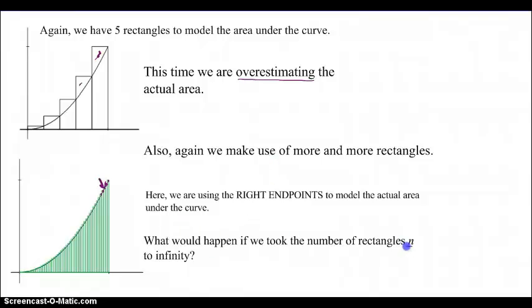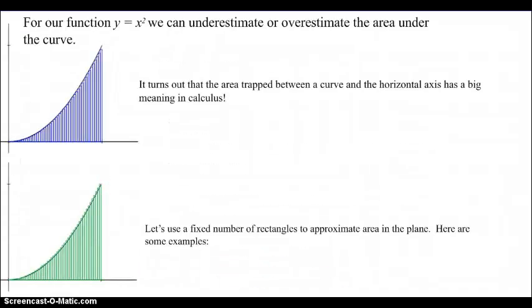So if we took the number of rectangles to infinity, in other words, if we took the limit as n approaches infinity, the number of rectangles of that area, or of all those areas, we would get the exact area in the plane. And that's pretty handy.